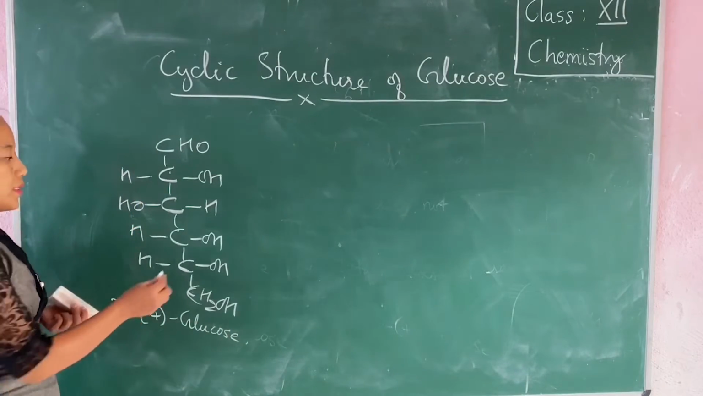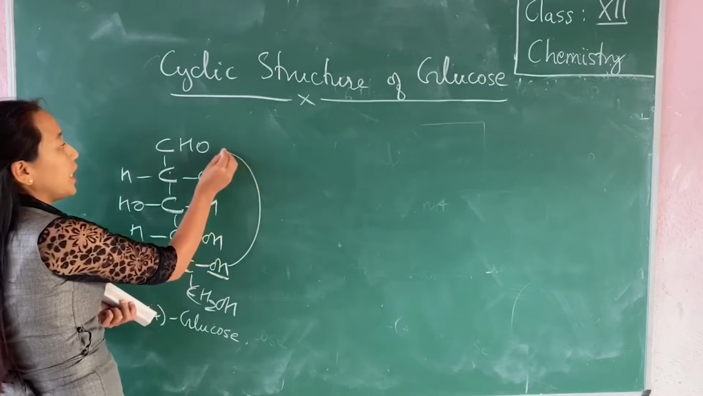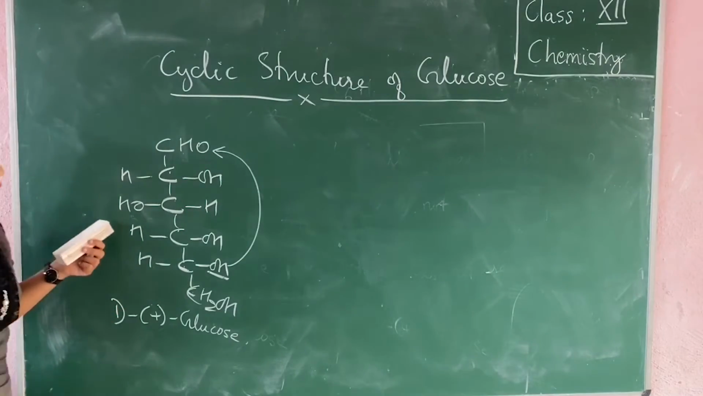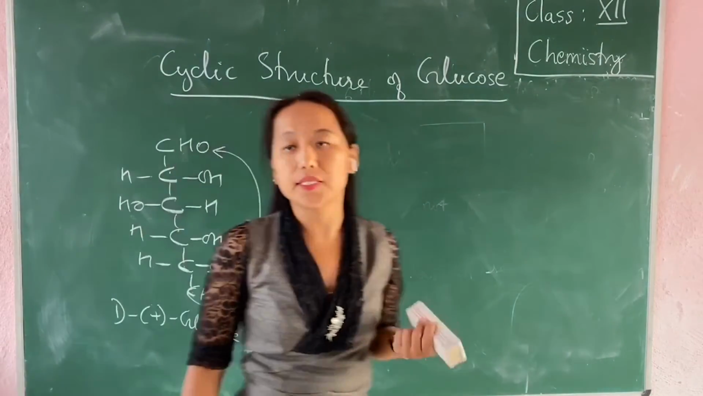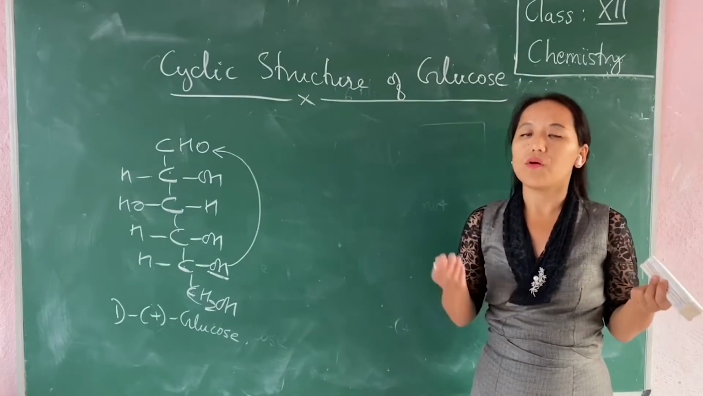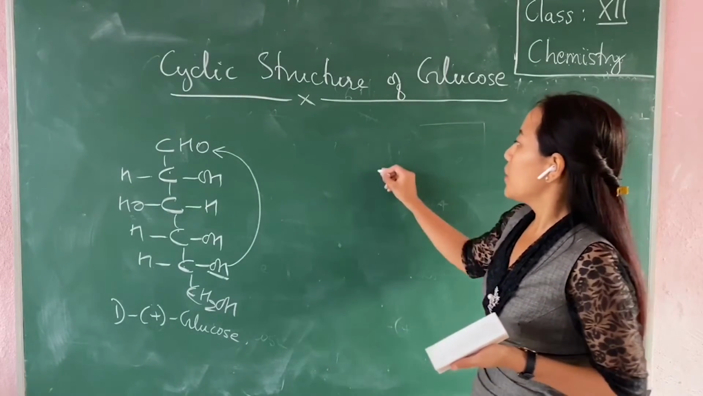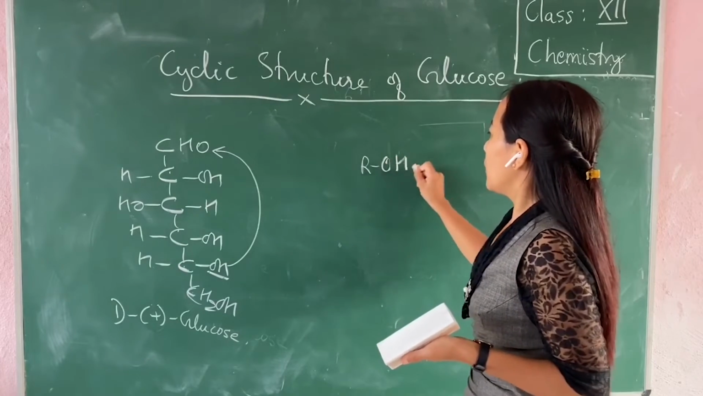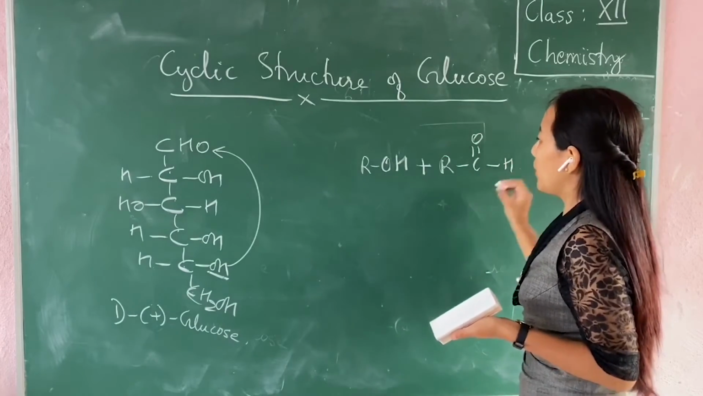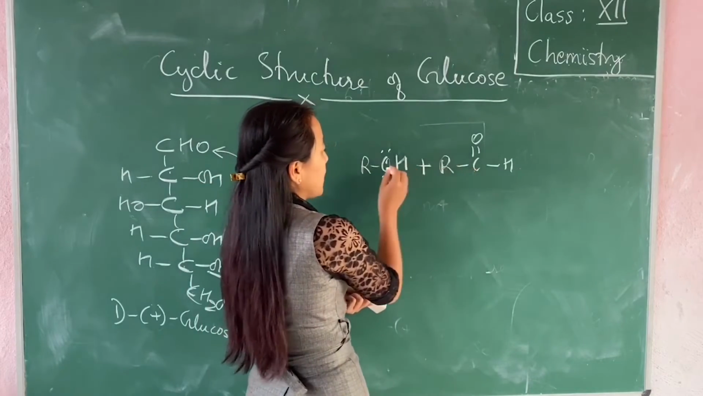Now, what happens is the OH on the 5th carbon atom will react with the aldehyde group of glucose and form a hemiacetal compound. So for that, let me first explain the formation of a hemiacetal compound. Whenever there is an aldehyde and alcohol, or ketone and alcohol, it leads to the formation of a hemiacetal compound. Whenever you have ROH and RC double bond O, this oxygen carries a lone pair of electrons and attacks this carbon.